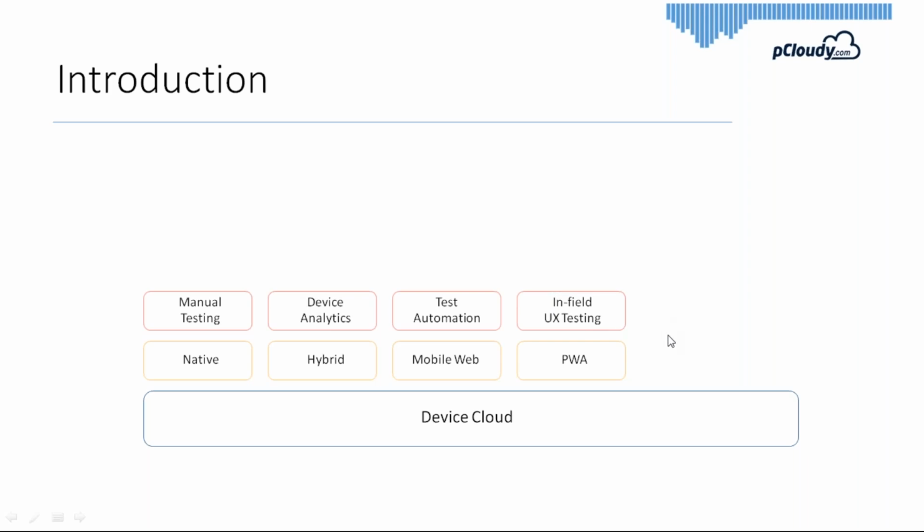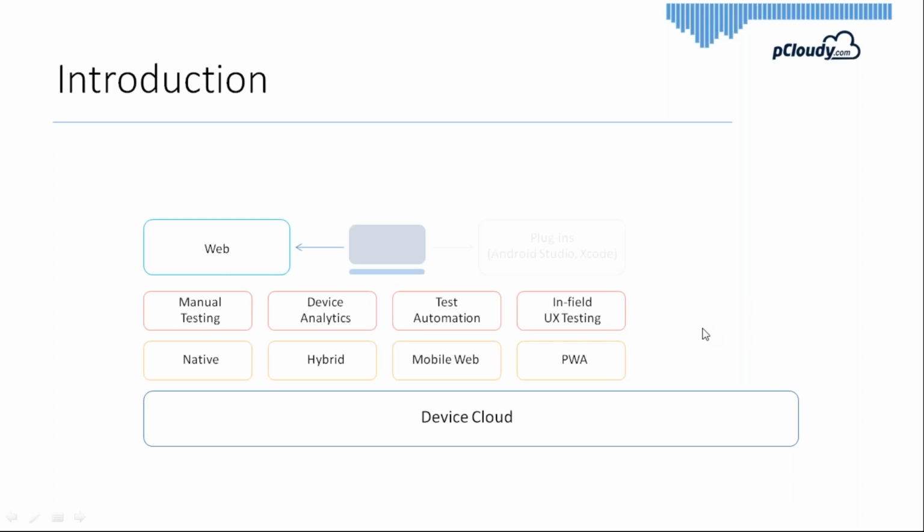Now if you see how can I access this particular platform, there are two ways to access this platform. The first one is through web. So in case you are using any standard web browser, you can access the remote devices from pCloudy. You can perform all the necessary features which we have just spoken about.